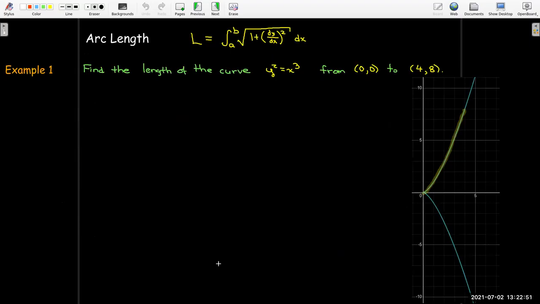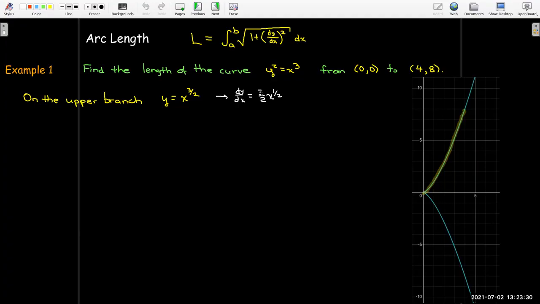So let's go ahead and use this formula to calculate the length of the curve y squared equals x cubed from the point 0, 0 to 4, 8. So this blue curve is showing us what this particular curve looks like, and the highlighted part is the length that we're trying to calculate. So we're just looking at the upper branch, so I can just take the positive square root of both sides to get y equals x to the 3/2 power.